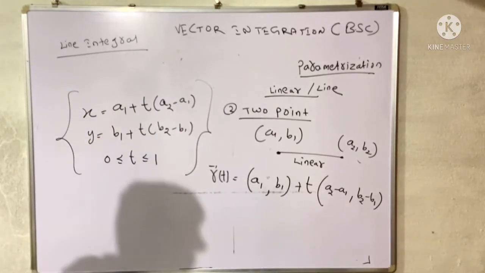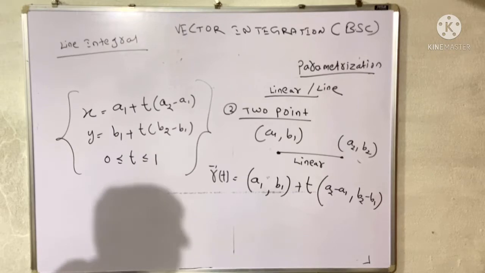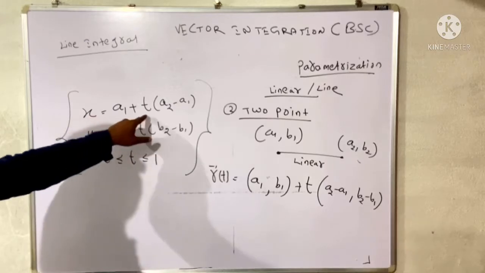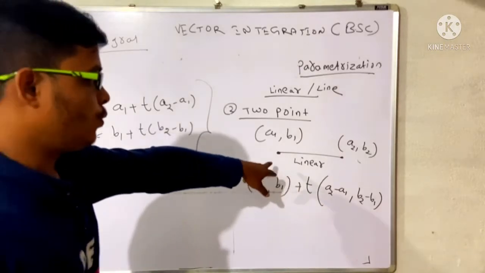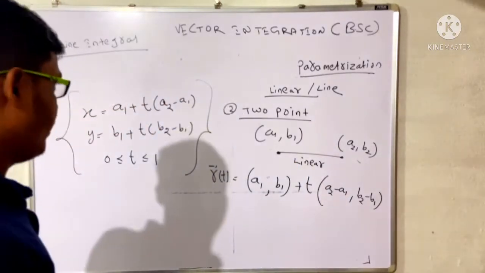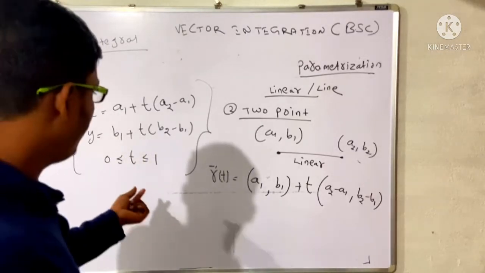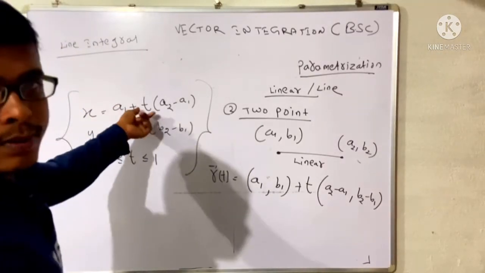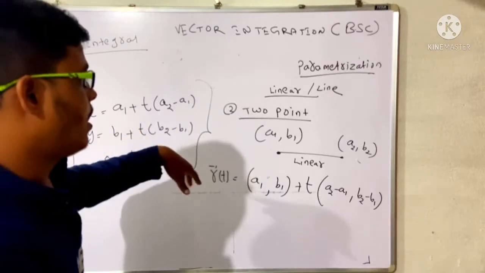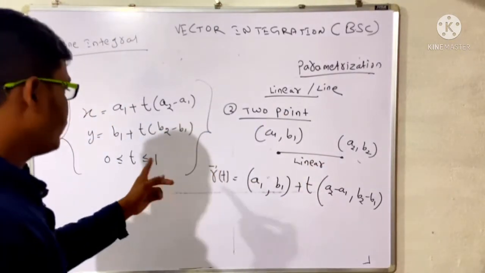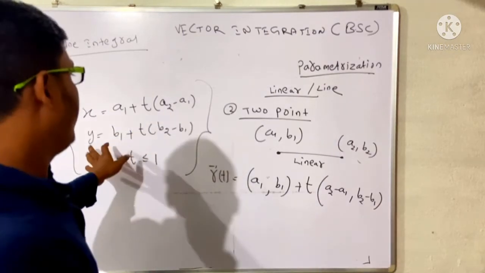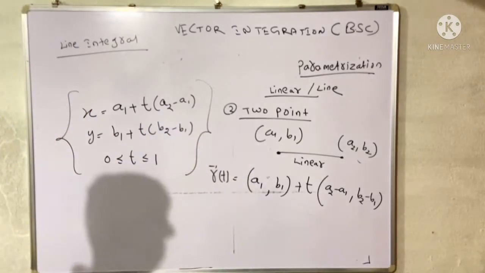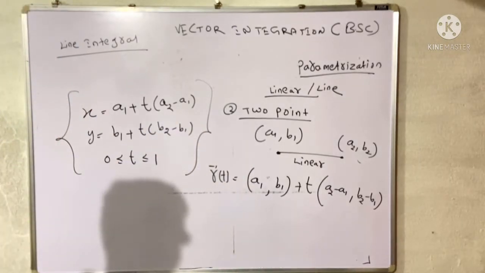Remember, this is the input. If 2 points are given to you and the path is linear, then how will you use the parameterization? Now x equals a1 plus t into (a2 minus a1). What are a1, b1, a2, b2? These are the 2 points, one is the starting point and another is the ending point. You put t equal to 0. If you put t equal to 0, then x will be a1 and y will be b1, and (a1, b1) is the starting point. Then put t equal to 1. If you put t equal to 1, then x will be a2 and y will be b2. So this is your endpoint. So this is the linear parameterization.